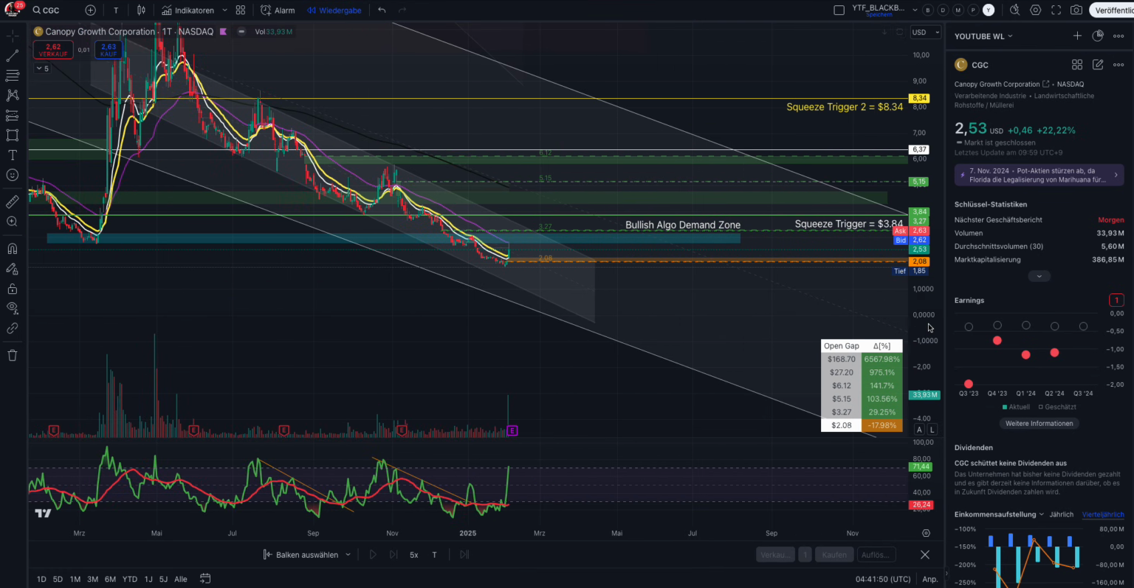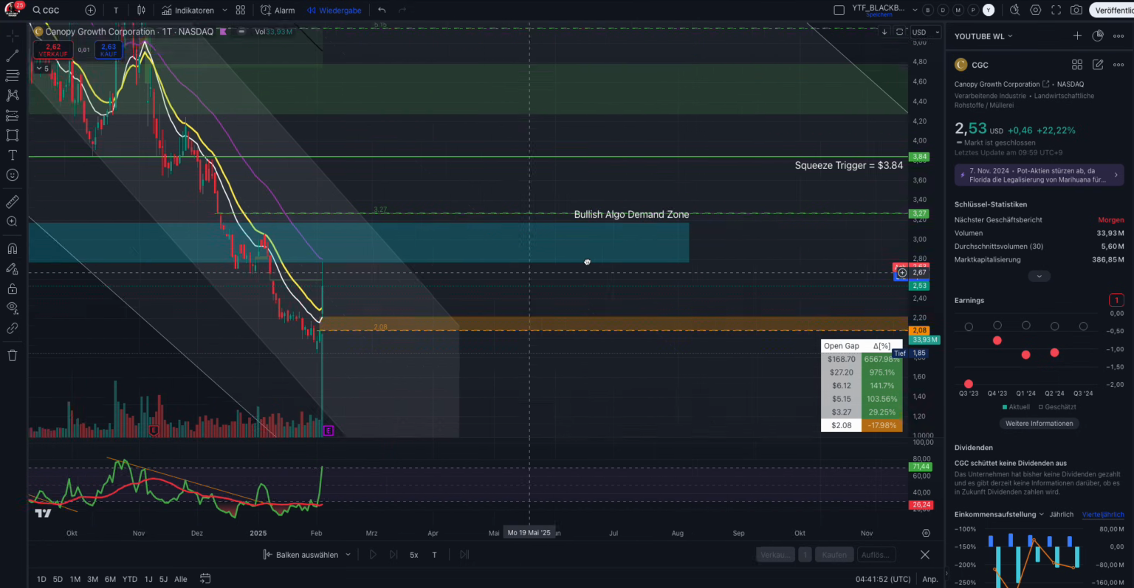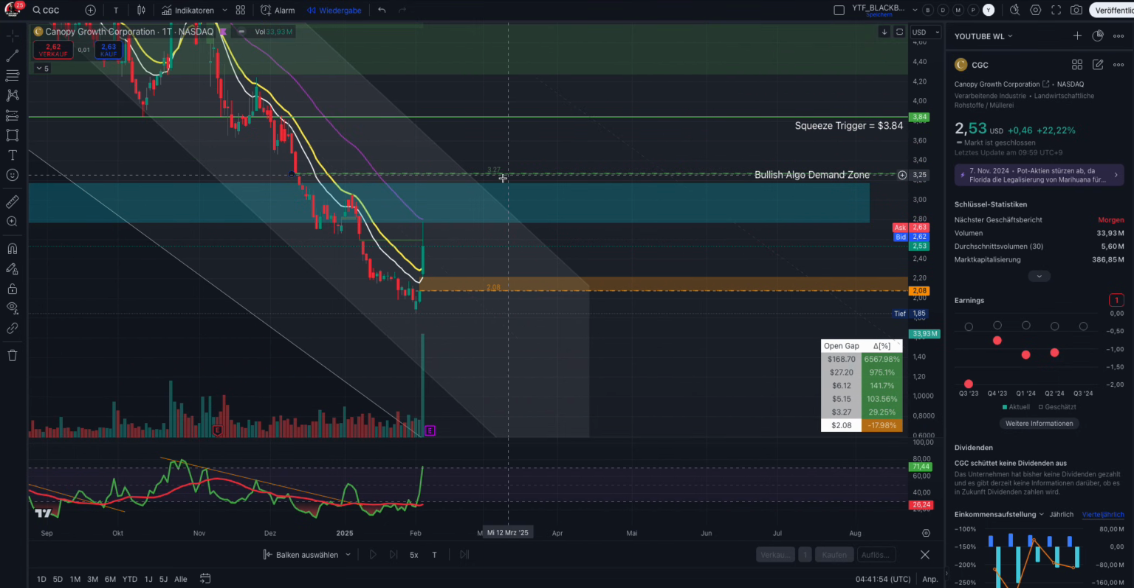Yeah, let's talk about the bear case, right? So we also have to talk about the bear case scenario. We have one more open gap at $3.27. So don't wonder, guys, if this gap gets filled.